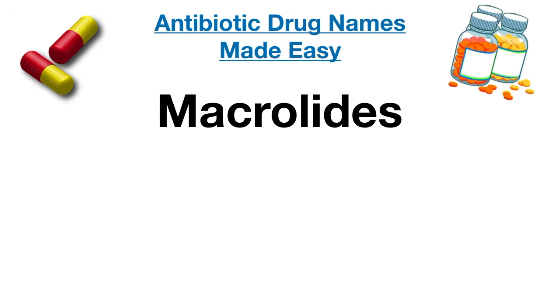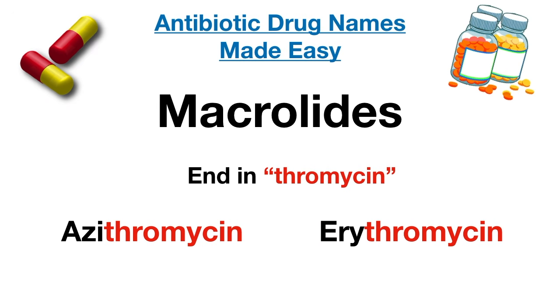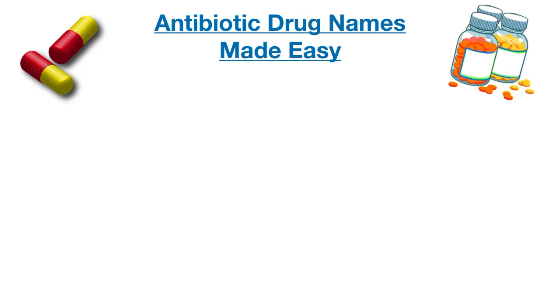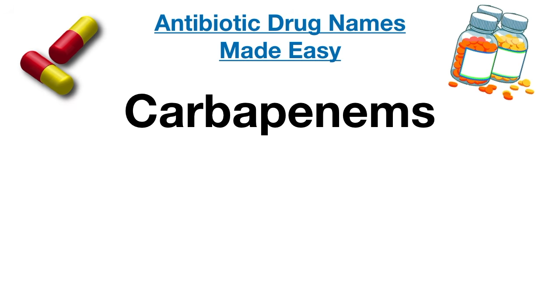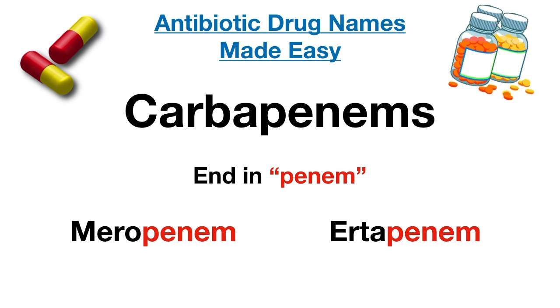Next, we have macrolides, and their drug names are easy to remember because they typically end in thromycin. Some examples of macrolides include azithromycin and erythromycin. The next antibiotic class on the list is carbapenems. This is also an easy one to remember because their medication names typically end in penem. Some examples include meropenem and ertapenem.